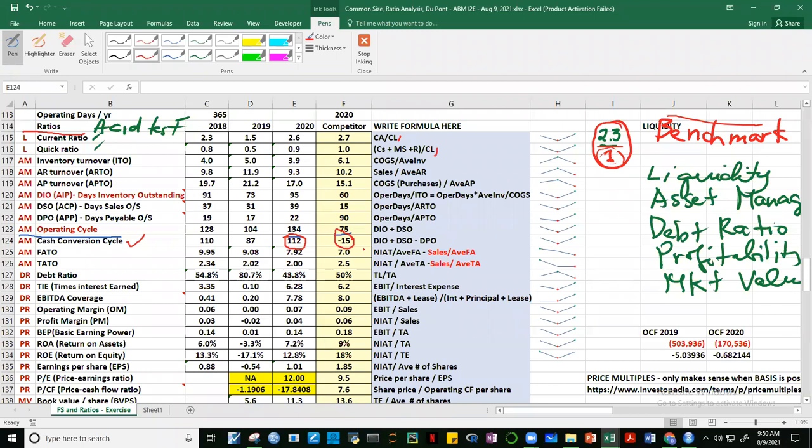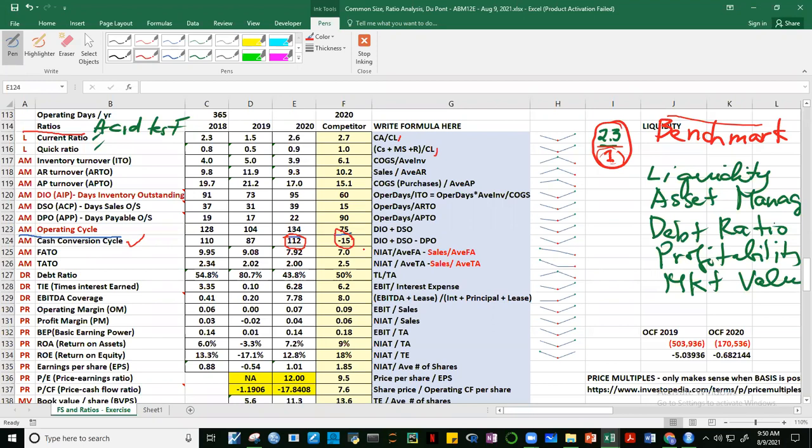Di ba? Tapos yung DIO natin, 95. Si competitor, 60. DSO natin, it takes us on the average 40 days to collect. Samantala si competitor 15 days. Tapos, to make matters worse, 22 days lang kailangan na tayo magbayad, si competitor 90 days. Okay, so this spells volumes.